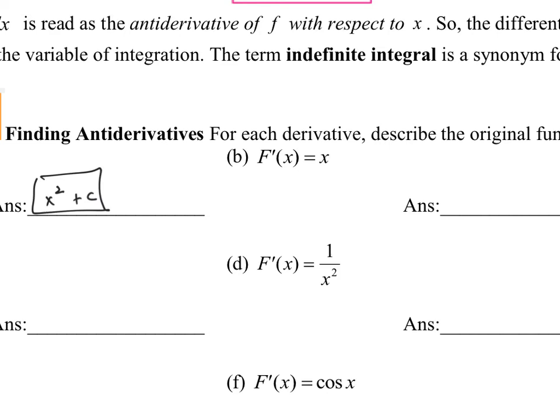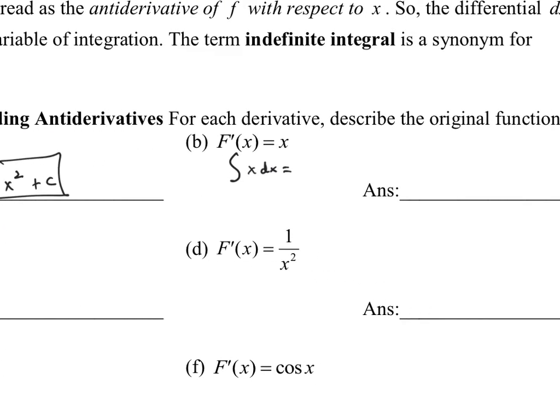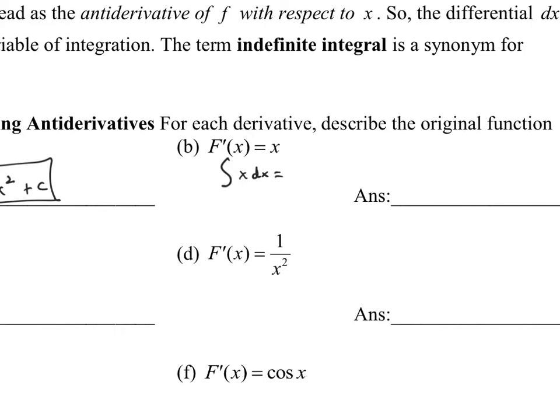We're finding the antiderivative of x. So what do we take the derivative of and get x? Well, I know how to get a 2x, right? If I take the derivative of x squared, I get 2x. So how could I get just an x? So I know it has to have an x squared in it, right? But the derivative of that is 2x. And I need to get rid of that 2 in front. So how do I get rid of that 2 in front?